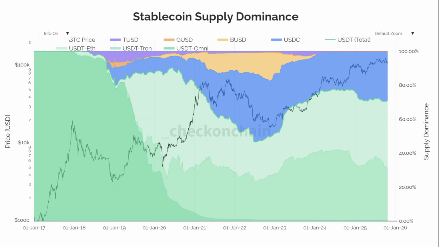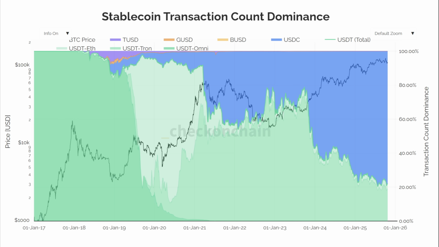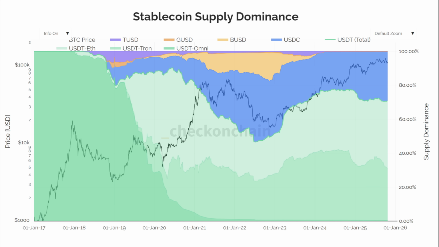Here's the market share in terms of supply. There's no clear winner. There's no clear long-term concentration. It seems like USDC is taking over slightly more market share over time, but it's definitely taking over more transaction count over time. So USDC is the most transacted stablecoin across all of crypto. Much more than Tether, even though Tether has a higher market share in terms of issuance. It simply just gets transacted less on-chain.